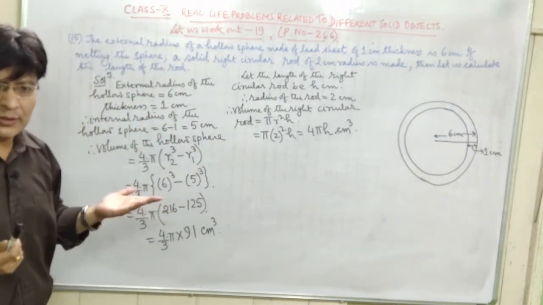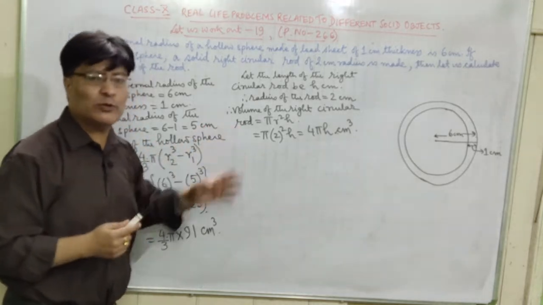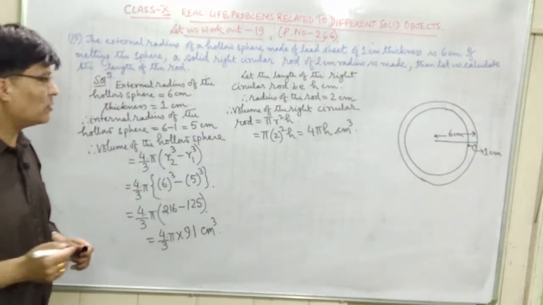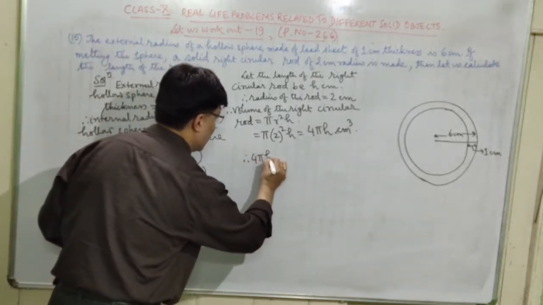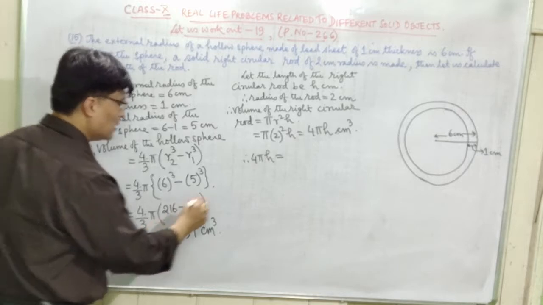It should be understood that the volume of the hollow sphere should be equal to the volume of the right circular rod. That means you can equate 4 pi h is equal to what?